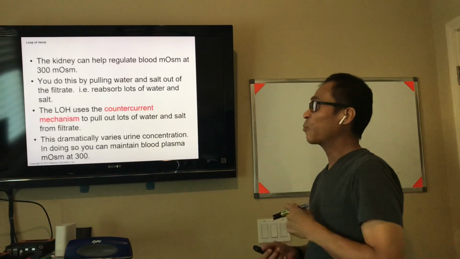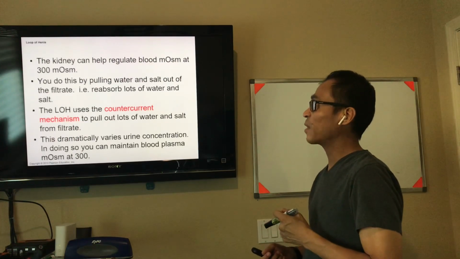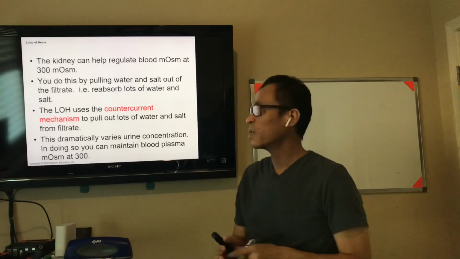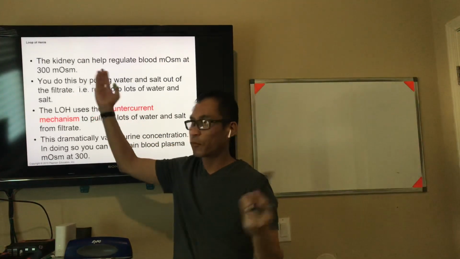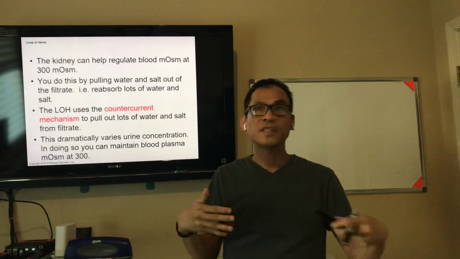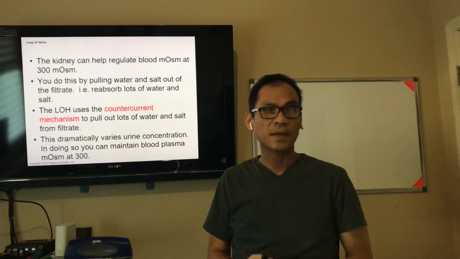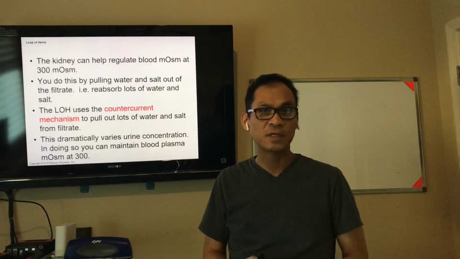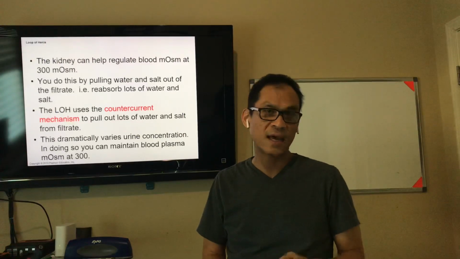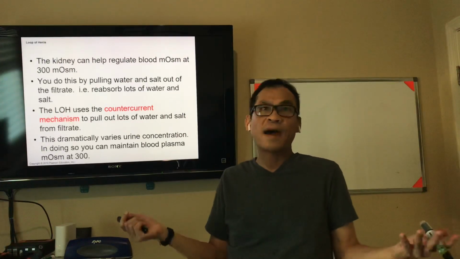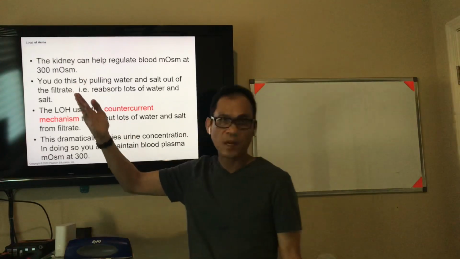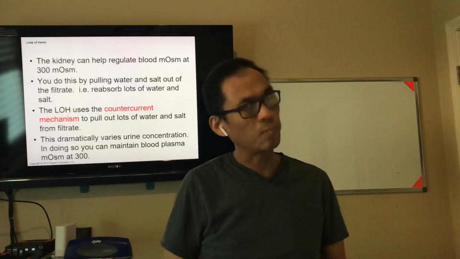The kidney can help regulate blood milliosmolarity at 300 milliosmolarity. Now, to make sense of this odd 300, what is that? It's a pretty dilute saline. It's basically the salinity of plasma. A saline solution is 0.9% NaCl. So just think of that. That saline is like the 300, okay? The salinity of plasma, pretty close to water.